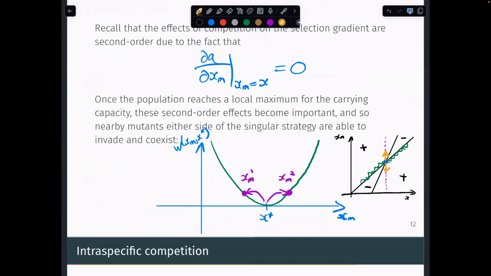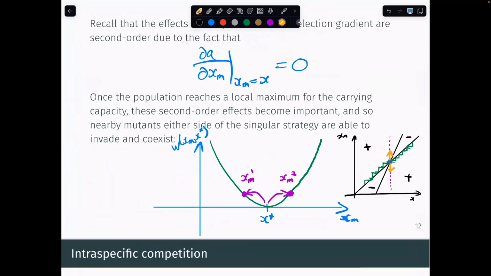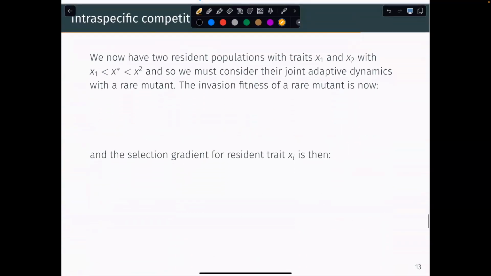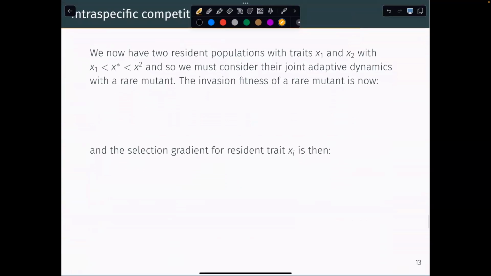And they're going to be able to invade. Now, the next few slides, I'm actually going to skip over today just because we're running out of time. These are less important things in terms of the material, but they're included for completeness, if you like.